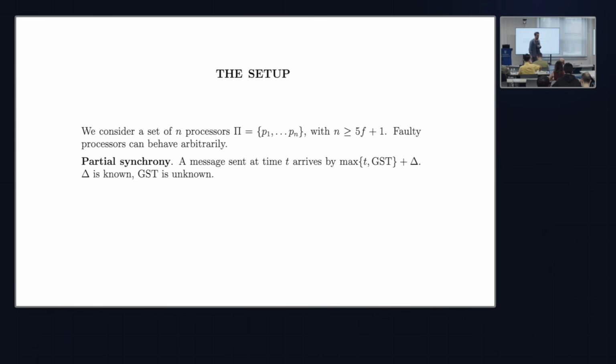We're imagining faulty processors can behave arbitrarily here. We're working, as I said, in partial synchrony. I gave you an informal description before, so here is a precise definition, which I think everyone is probably familiar with. Again, this was certainly mentioned in the talks yesterday. A message sent at time t arrives by time max of t and GST plus delta. Basically there's this known bound delta, there's some unknown time GST, and message delivery is reliable after GST. Messages always arrive within time delta after GST.